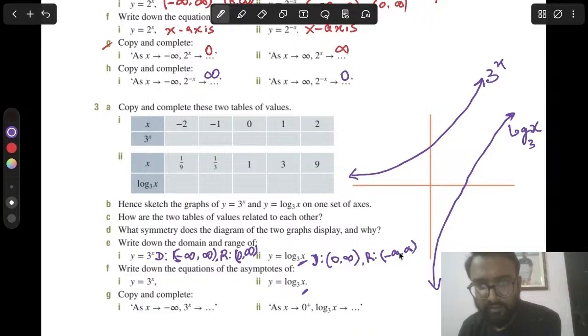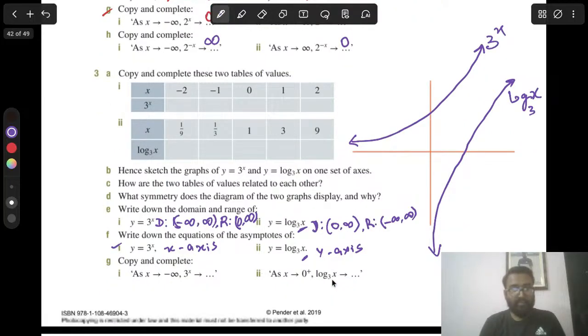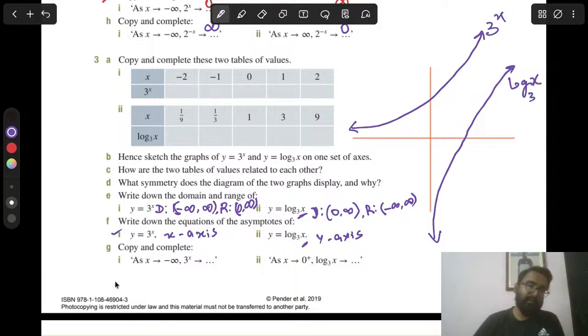And now you can know the asymptote. What is the asymptote of 3 power x? The x-axis. What is the asymptote of log x? The y-axis. Very good, the y-axis. Copy. So what is the first one? 0. Next one.